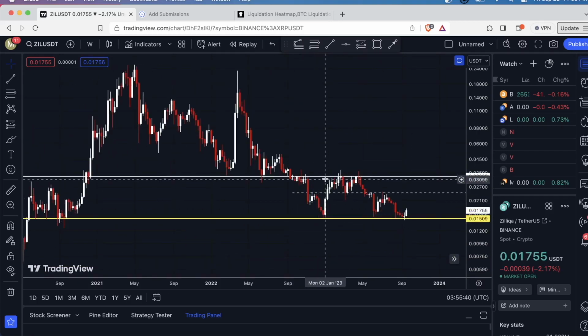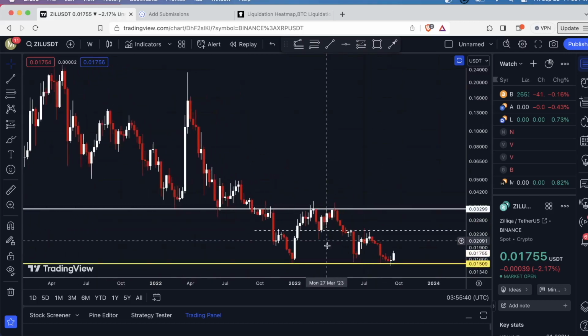So you see that we're in a range. So this is the upper resistance of the range, and this is the lower support level of the range. And as you can see, we're closer to the support.